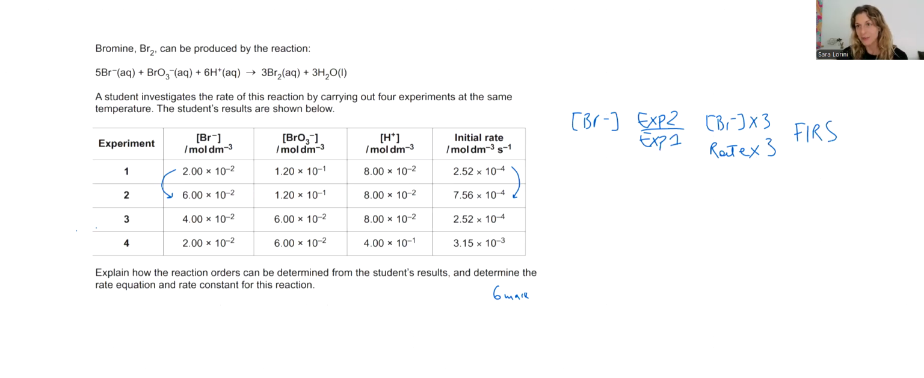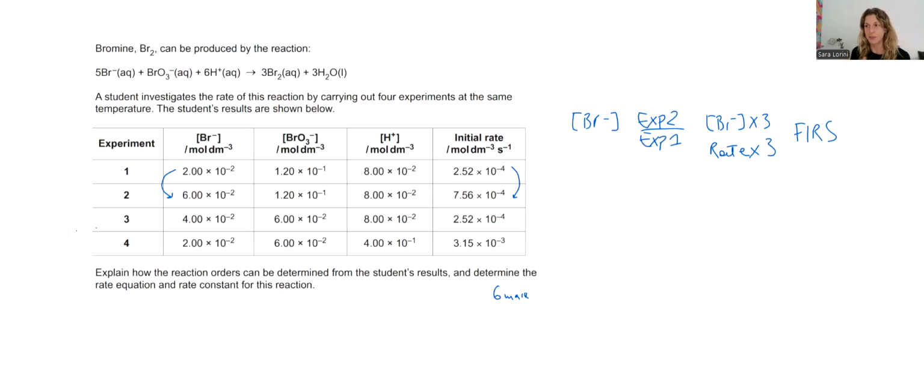Now things get a little bit more complicated, because if you look at the other experiments, there is nothing that stays the same anymore. Of course, we want to find the order of bromate, but as you can see, the concentration of the bromide ion will change when hydrogen stays the same. So we can actually choose 2 different experiments, 1 and 3 or 2 and 3, because in both cases the bromide changes, but the hydrogen stays the same.